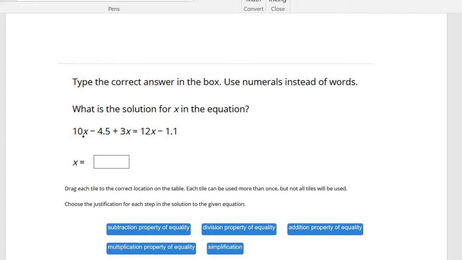So the first thing that you have to know is that things have to be like terms in order to be combined. So 10x and 3x are like terms, and that means we have a total of 13 x's. And then this doesn't have a like term on this side, so it's just 4 minus 4.5. These guys are unlike terms, so we can leave them alone.